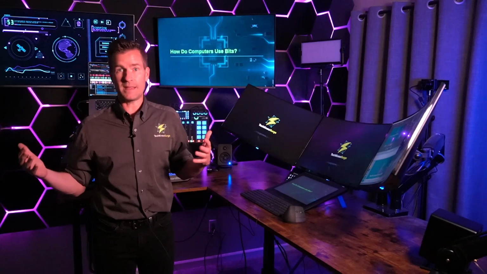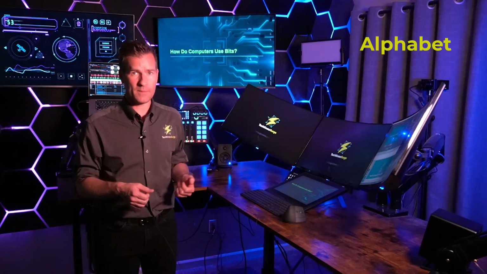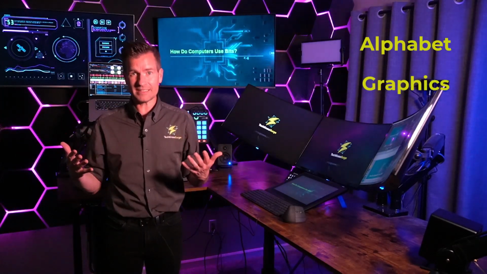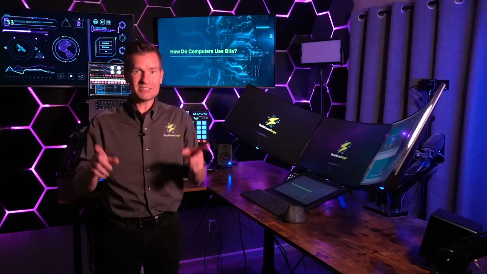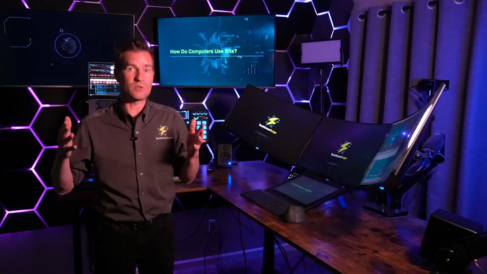In this module, we're going to start exploring how computers use bits to represent characters like the alphabet, how they represent graphics like pictures, and how they process these bits. So let's jump into how computers use bits.